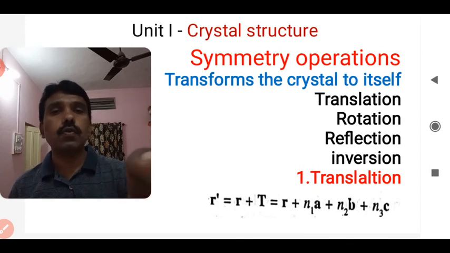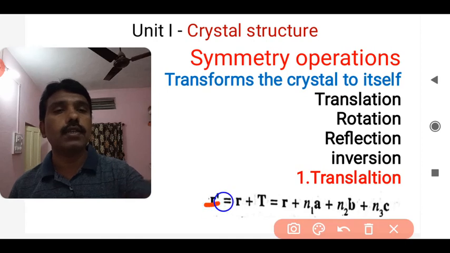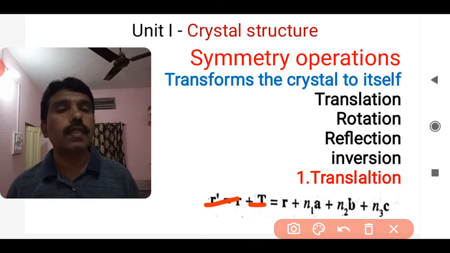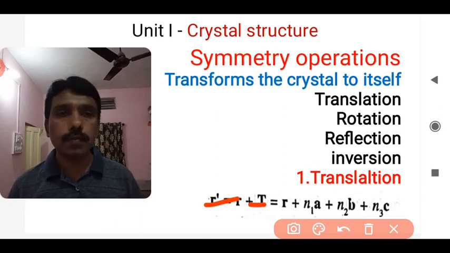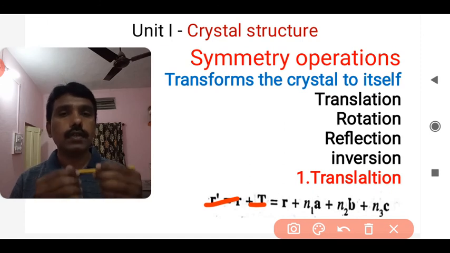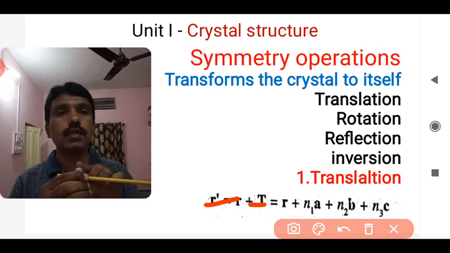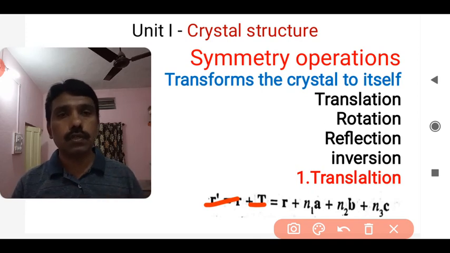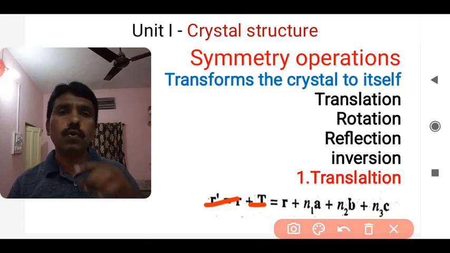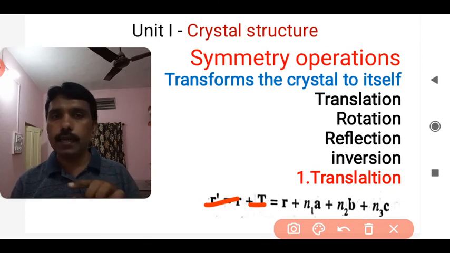We have seen in detail that r dash is formed from r plus t, and in the three-dimensional case it is r plus n1a plus n2b plus n3c, as the three vectors lie along the x-axis, y-axis and z-axis. This translation vector is for the three-dimensional lattice, and for the two-dimensional lattice only two vectors, a and b, are there.